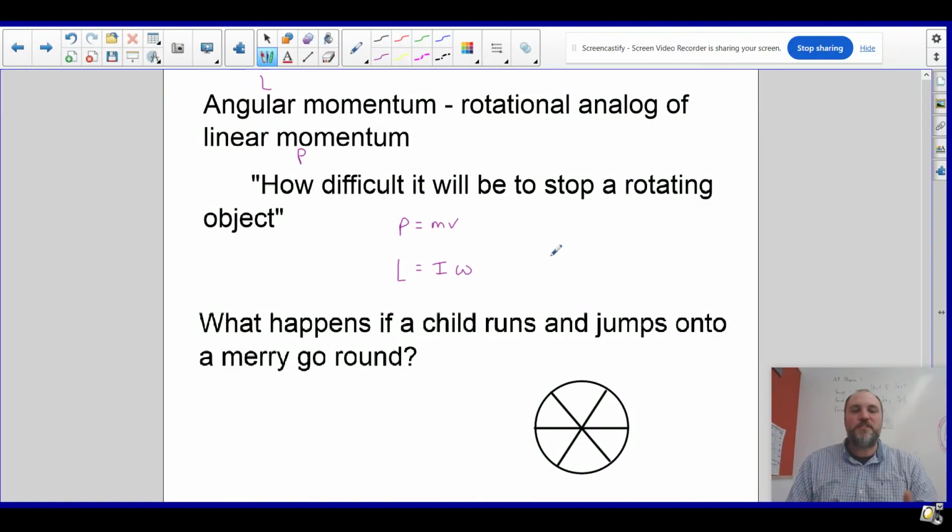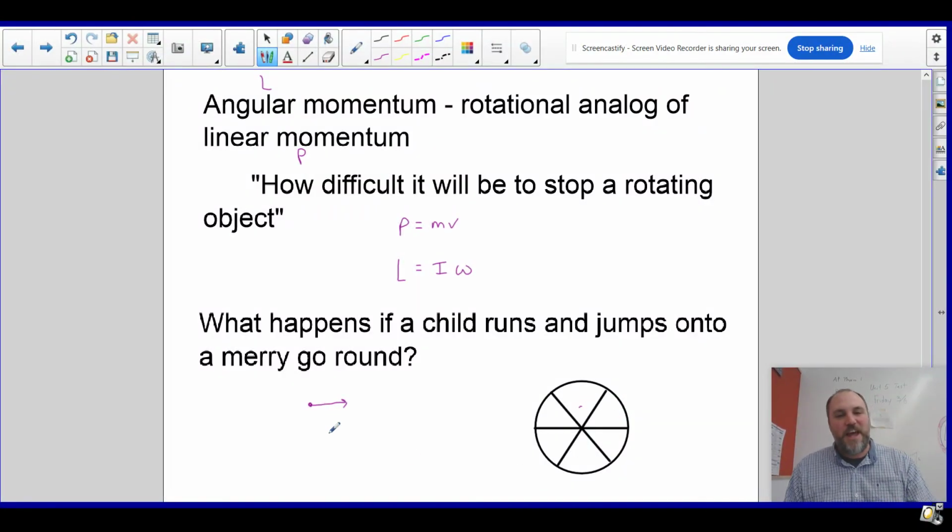But I have an interesting example here. If you are running and jumping onto a merry-go-round, there's an interesting thing that happens that I think we should visit, and that is if a child is running towards the merry-go-round and they jump onto it, we know that when they land on the merry-go-round, it makes the merry-go-round spin. So this merry-go-round acquires angular momentum that it didn't have before.